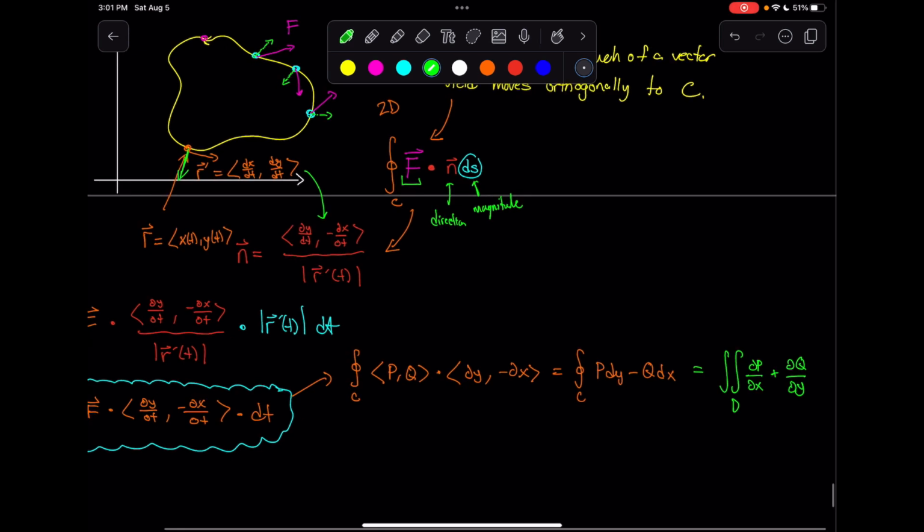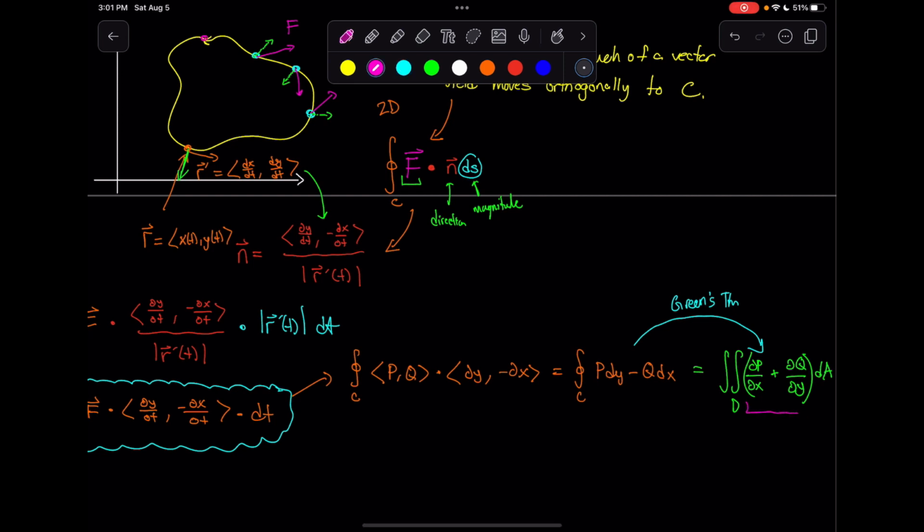Maybe I'll scooch this over. dA. Okay, now, if you're a little confused how we got here, there's a file in files for Canvas that you can go ahead and look at and just be like, oh, this is how we got it. But this is just Green's theorem that we got this way. Okay, now this hopefully looks somewhat familiar. This right here is the divergence of F for the 2D case.